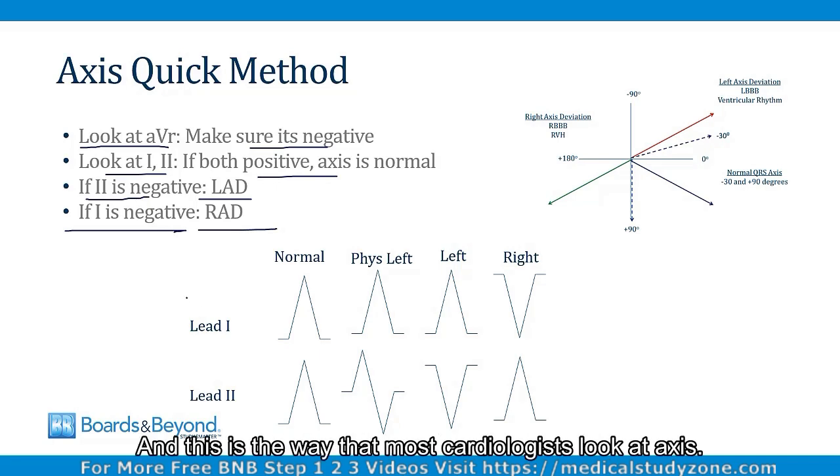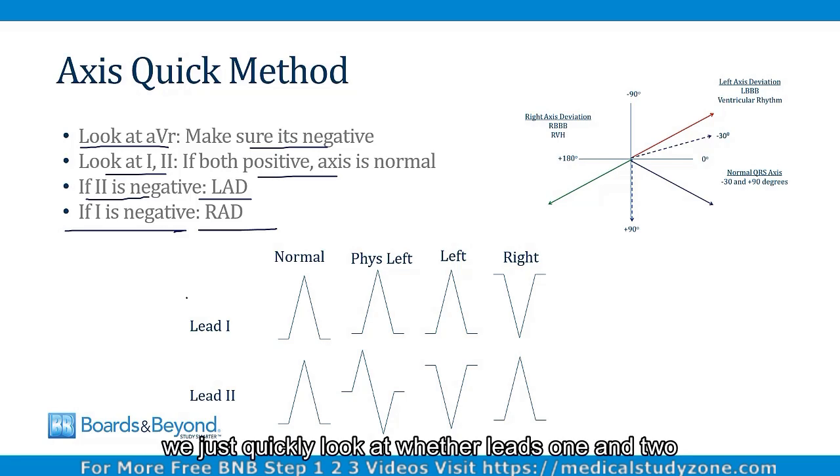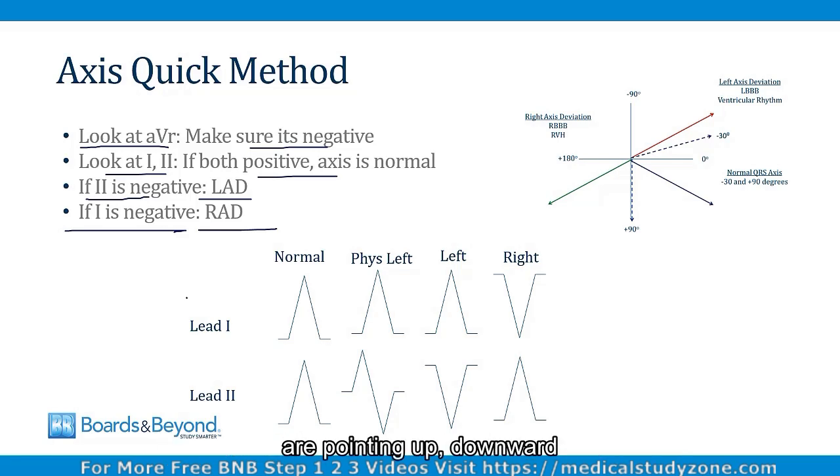This is the way that most cardiologists look at axis. We don't actually measure it. Like I showed you before, we just quickly look at whether leads 1 and 2 are pointing upward or downward, and from there we can determine the axis.